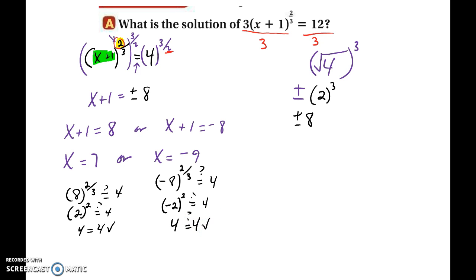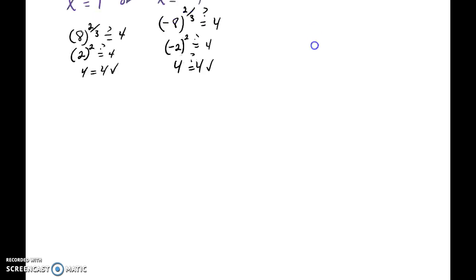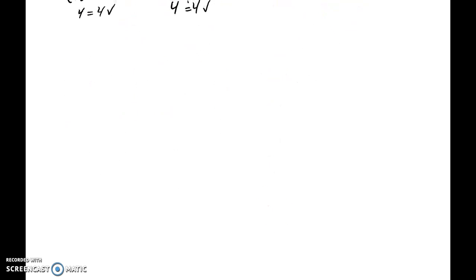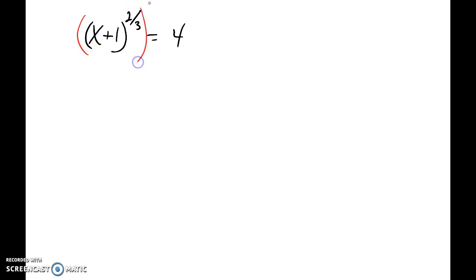So neither are extraneous. So let me just go through one more reason again, step by step for this one. All right, so we had x plus 1 raised to the 2/3 power is equal to 4. So I'm going to show you step by step as to why this works the way it does. So rather than raising the power to a reciprocal, I'm just going to raise it step at a time. So I'm going to raise each side to the 3rd power.